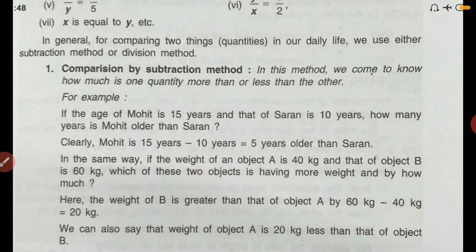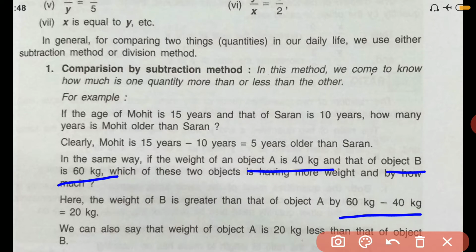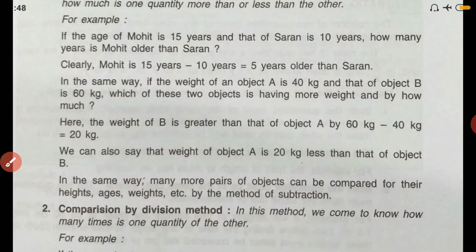In the same way, if the weight of an object A is 40 kg and the weight of object B is 60 kg, then object B is 60 minus 40, 20 kg more than object A. See the words more and less. This is how you compare things with the help of the subtraction method. We can also say that the weight of object A is 20 kg less than the weight of object B.